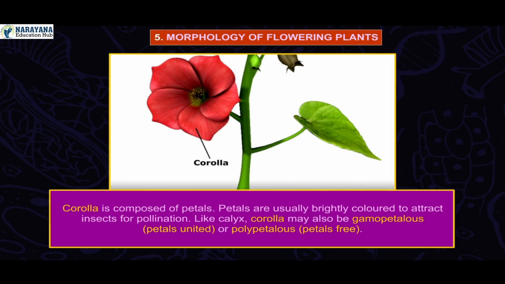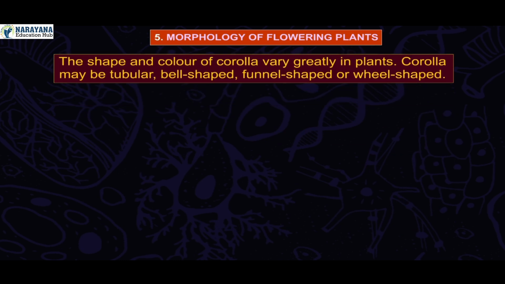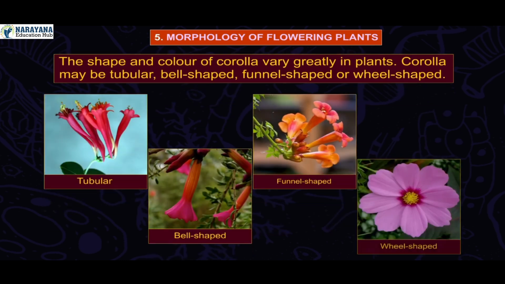Corolla. Corolla is composed of petals. Petals are usually brightly colored to attract insects for pollination. Like calyx, corolla may also be gamopetalous, that means petals united, or polypetalous, that means petals free. The shape and color of corolla vary greatly in plants. Corolla may be tubular, bell-shaped, funnel-shaped, or wheel-shaped.